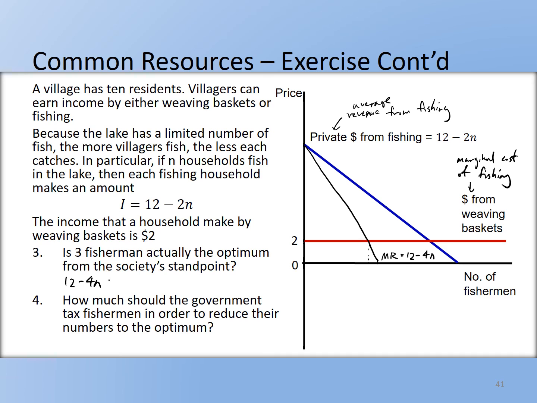So what's the optimal number of fishermen? 12 minus 4n has to equal the marginal cost of 2, right? So the optimal is actually 2.5. Slightly less than 3. What is half a fisherman? Well, that means that person is part-time, right? He's spending part of his time fishing, part of his time weaving baskets.